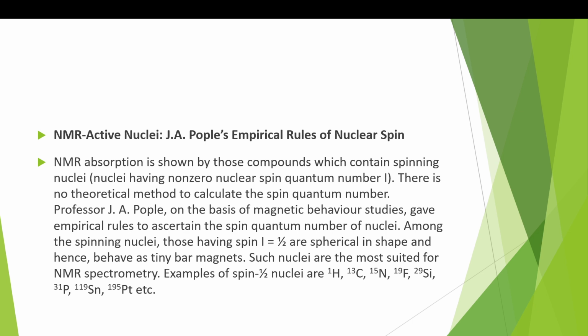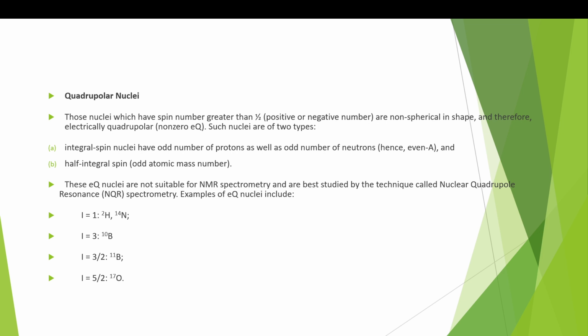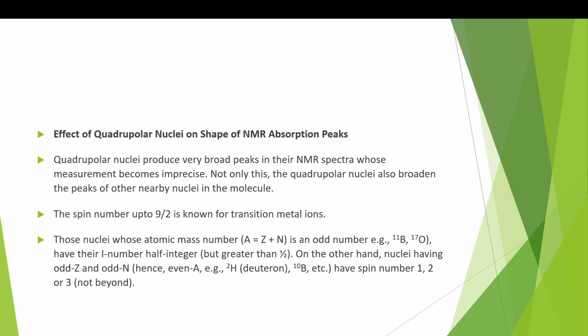J. Topole gave some empirical rules to guess the nuclear spin value. Some examples are noted here. Effect of quadrupolar nuclei on the shape of NMR absorption lines. Quadrupolar nuclei are used to study nuclear quadrupole resonance spectroscopy.